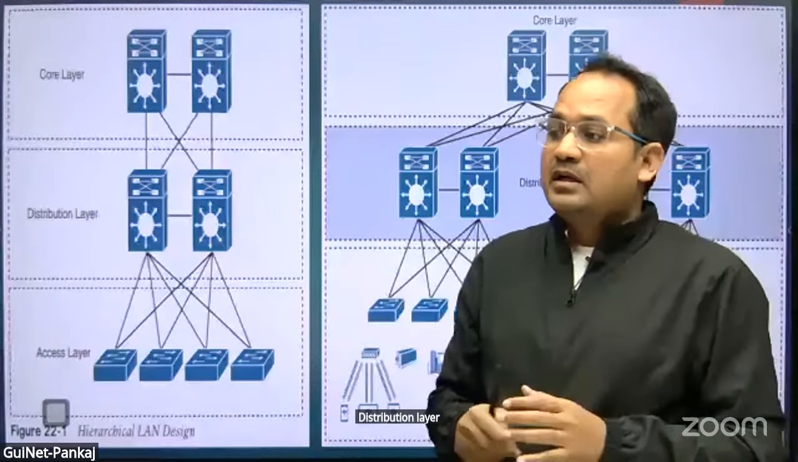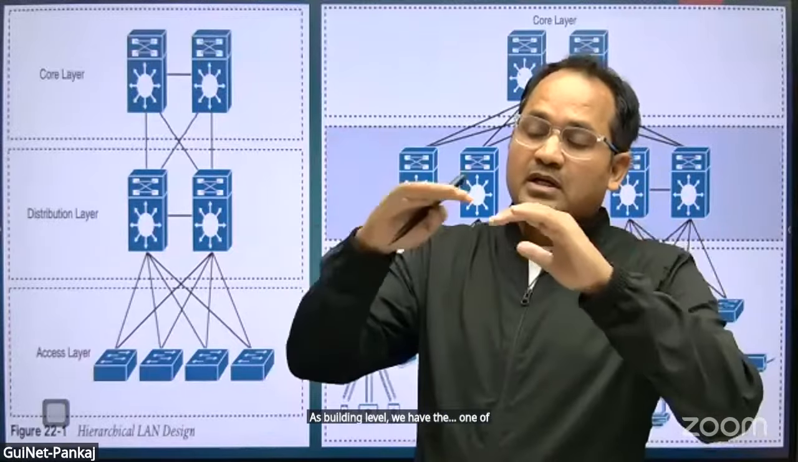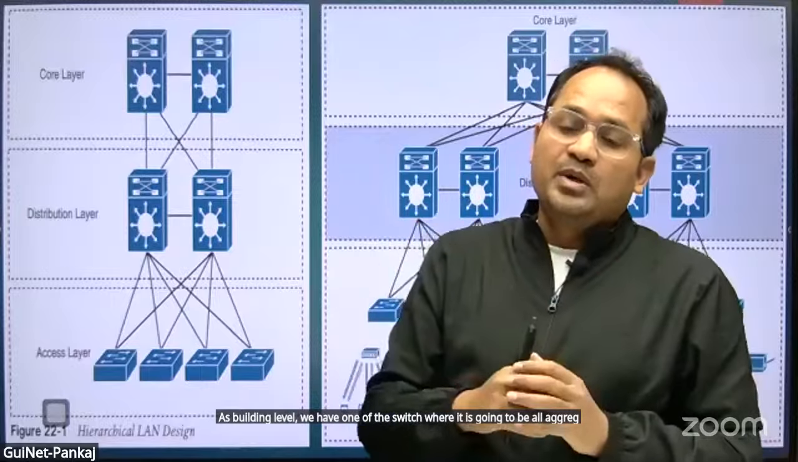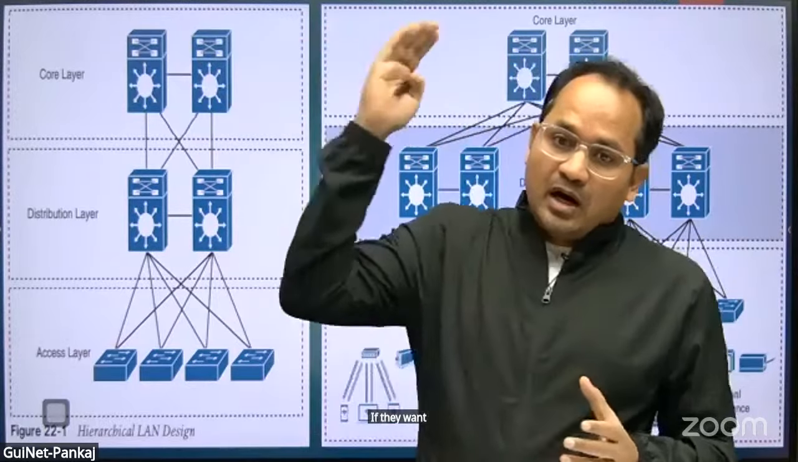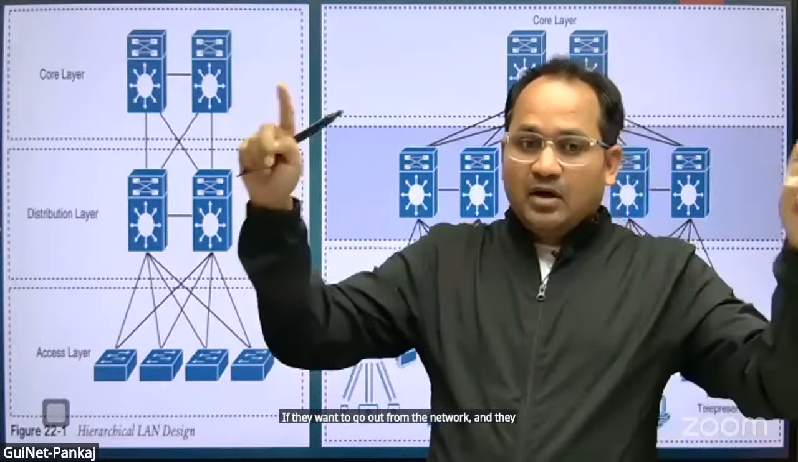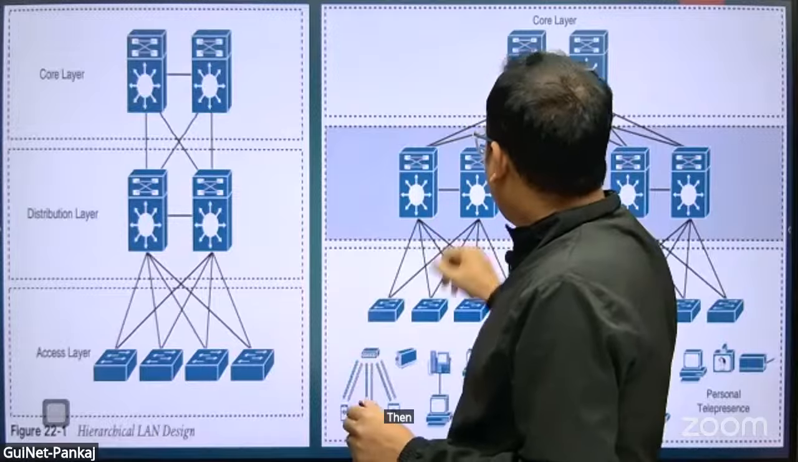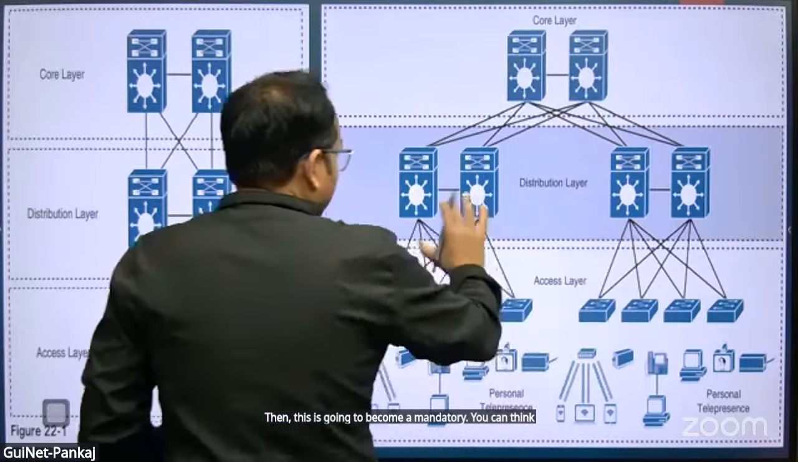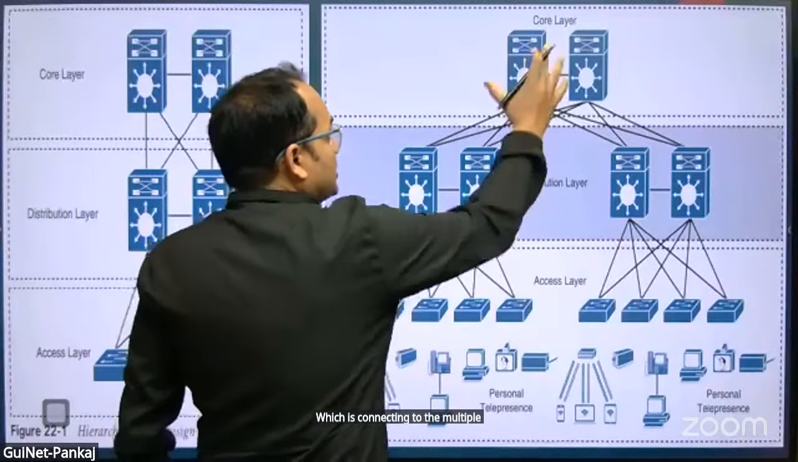Why distribution layer? Because at building level, we have one of the switches where all the aggregation is going to happen for all connectivity. But if they want to go out from the network and make connectivity through all the buildings and all the offices, then this becomes mandatory. You can think about it this way: this is a distribution layer which is connecting to multiple access layers. Then it's a core layer.